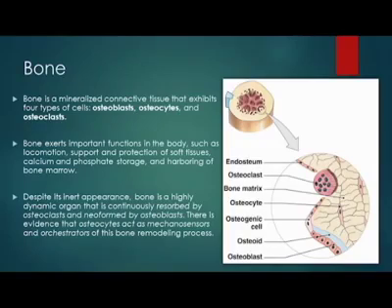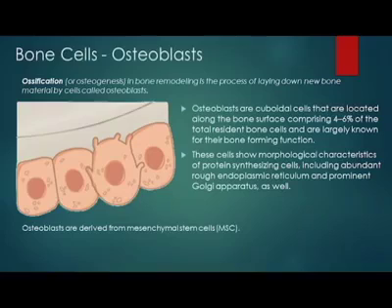Despite its inert appearance, bone is a highly dynamic organ that is continuously resorbed by osteoclasts and neoformed by osteoblasts. There is evidence that osteocytes act as mechanosensors and orchestrators of the bone remodeling process. We know there are three types of bone cells: osteoblasts, osteocytes, and osteoclasts.